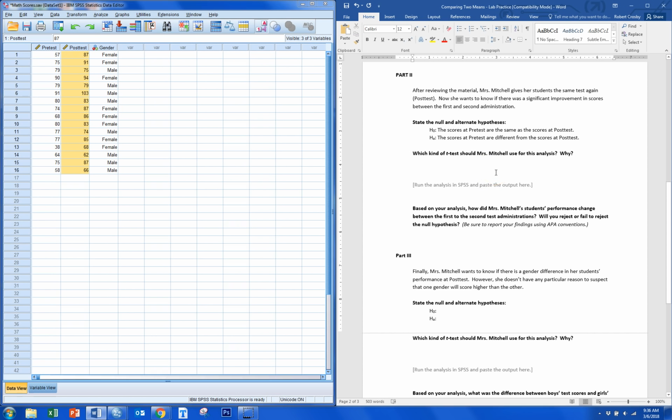So again, 3 different types of t-test to choose from. Your one sample t-test, you have one set of data you're comparing against the known population mean. That's what we did in part 1. You have an independent samples t-test where we have 2 different groups that are not paired up in any meaningful way. Well, we do have 2 different samples, 2 different groups here, but they are paired up.